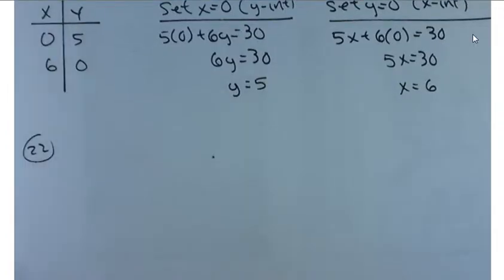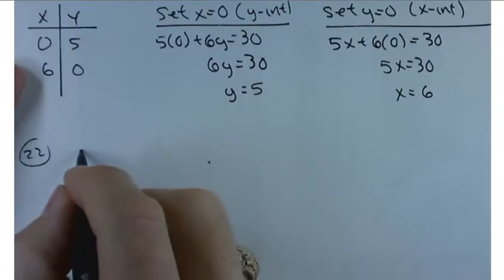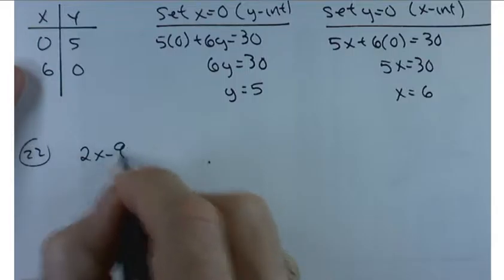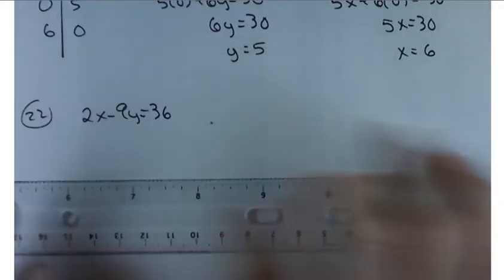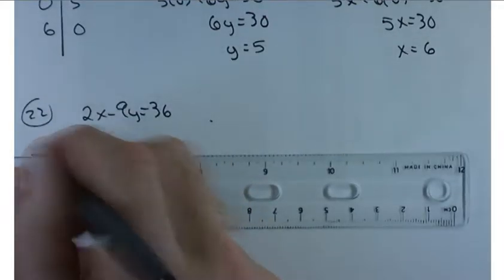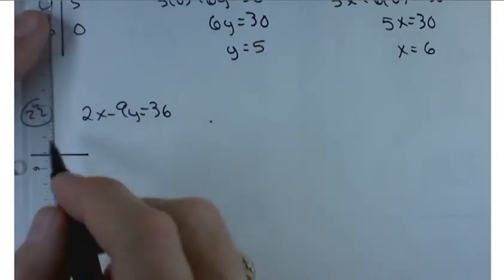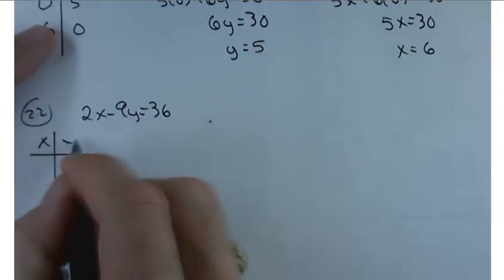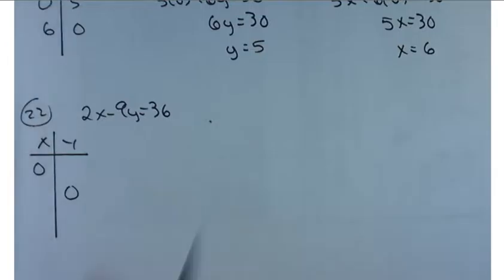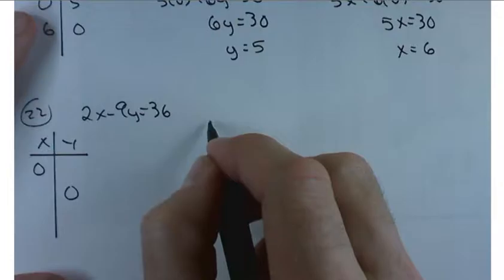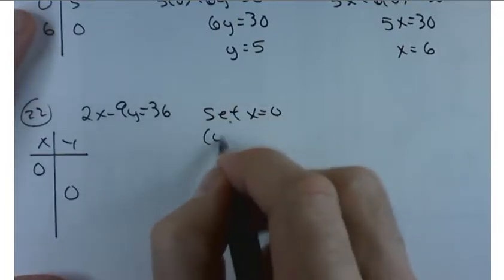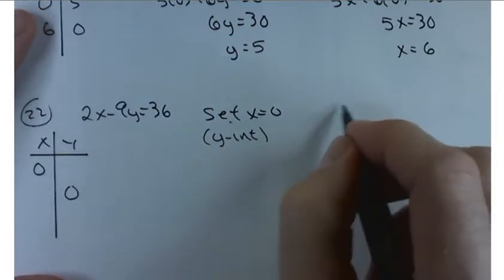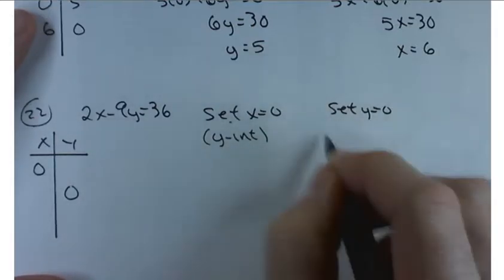So let's take a look at problem 22 then. 2x minus 9y equals 36. Again, let's do ourselves a little t-table over here, off to the side. We'll start by setting x equals 0 and then setting y equal to 0. Set x equals 0. That's going to be your y-intercept. And then set y equals 0. That's going to be your x-intercept.